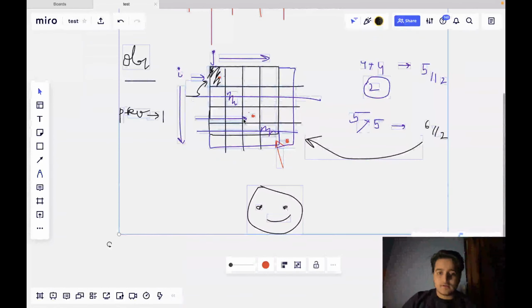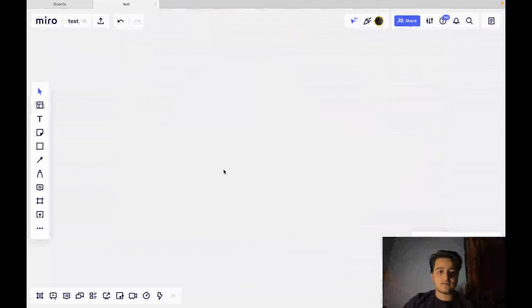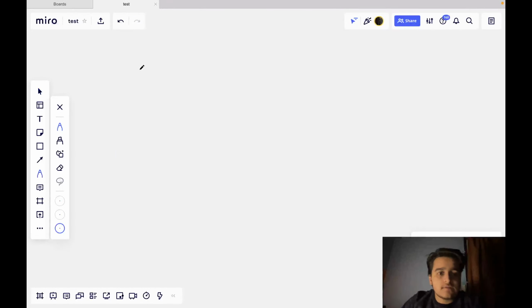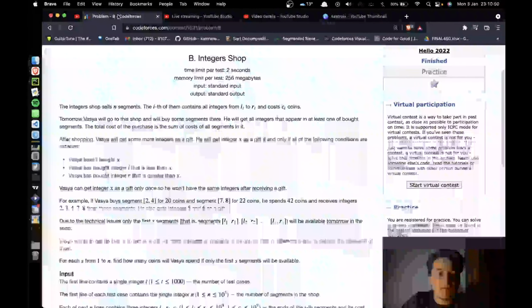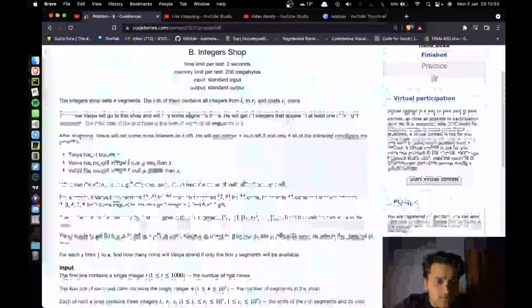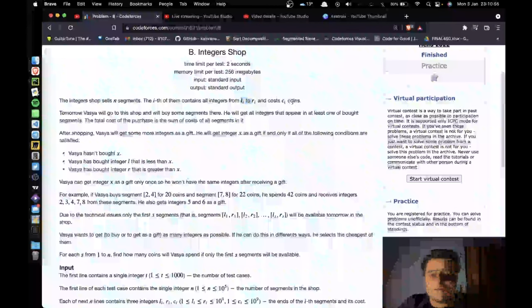Yeah, it's visible. Okay, so this is a shop which has n segments, and it has all the segments from L to R, and each segment costs C number of coins. So it has L to R and it costs C coins.